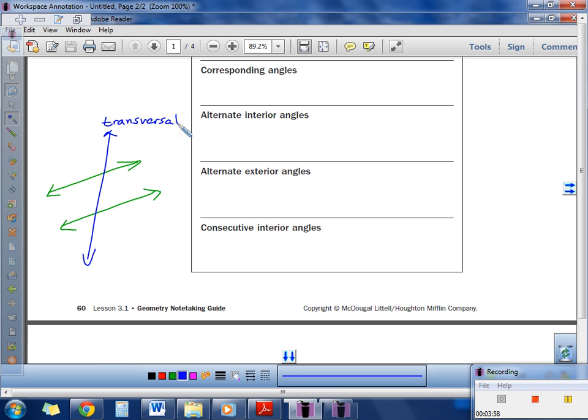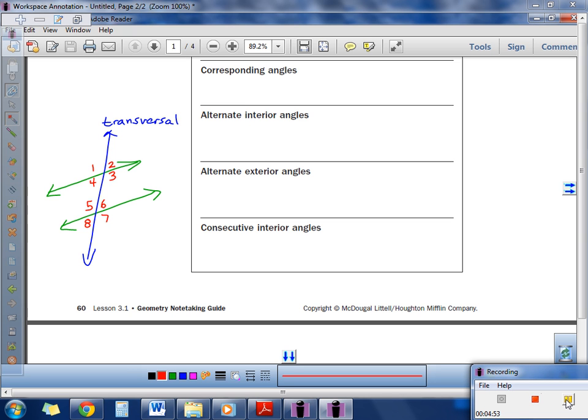Now the next thing we're going to do, make sure your picture matches mine, we're going to number all the angles. So I'm going to come through in a different color and I'll number them. Try to make sure your numbers match. 1, 2, 3, 4, 5, 6, 7, 8. Make sure your numbers match mine.